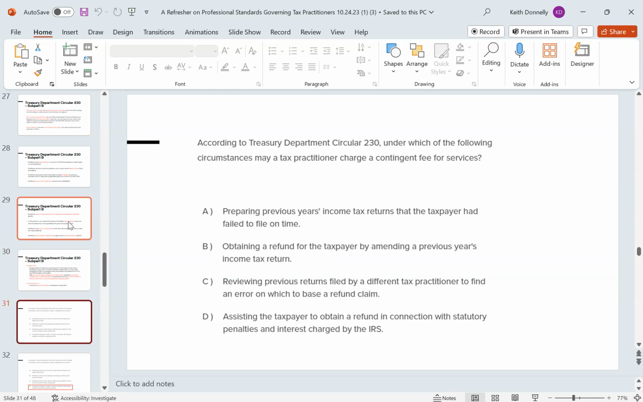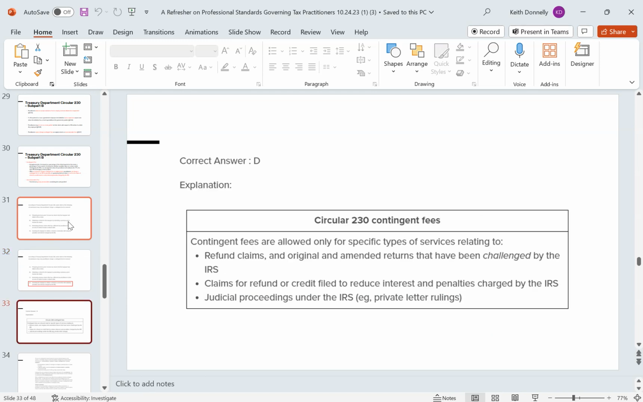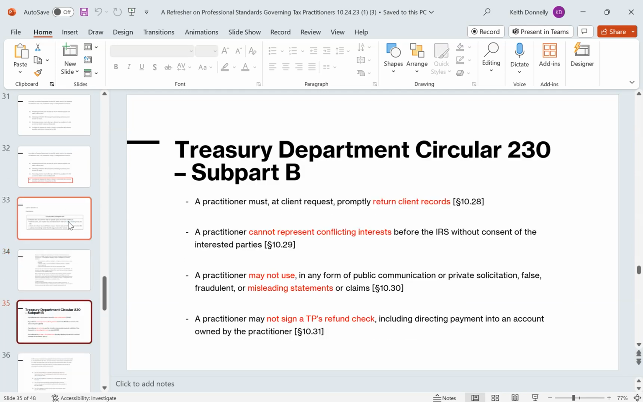So this one says, according to Circular 230, under which of the following circumstances may a tax preparer charge a contingent fee? The answer is going to be D, assisting a taxpayer for a refund in connection with interest and penalties. So again, general rule, not allowed. Here are the situations where you can have a contingent fee.